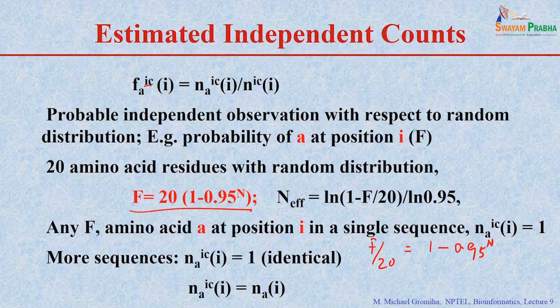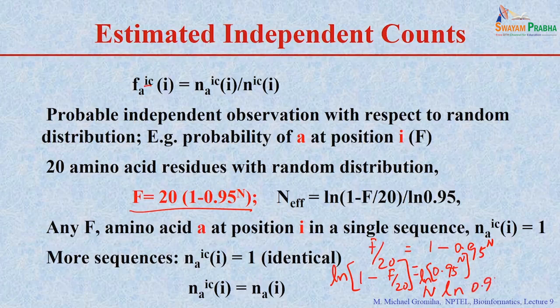In this case 1 minus f by 20 equals 0.95 power n. Then take the logarithm ln, and you can move this n here, that is n into ln of 0.95. From this you can get this n effective, which equals ln of 1 minus f by 20 divided by ln of 0.95. So you can get this number.